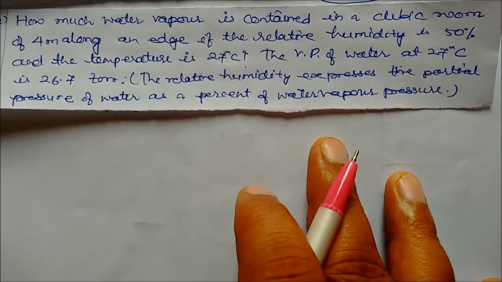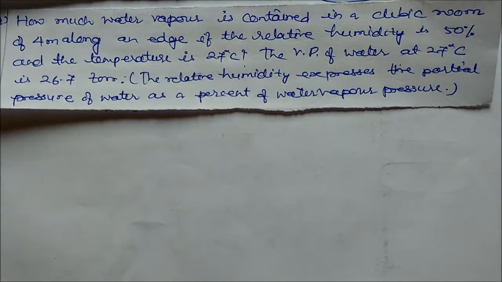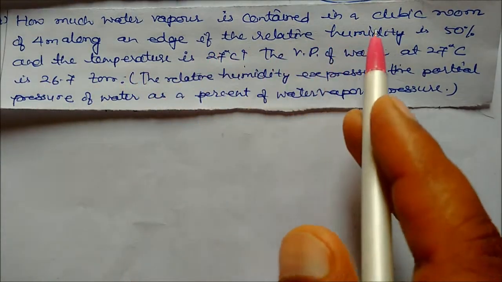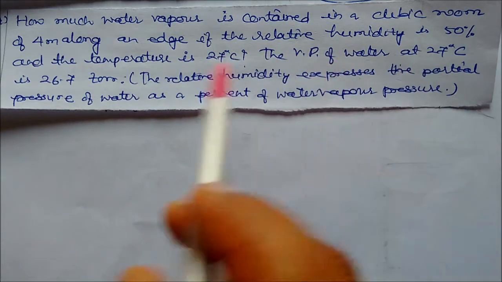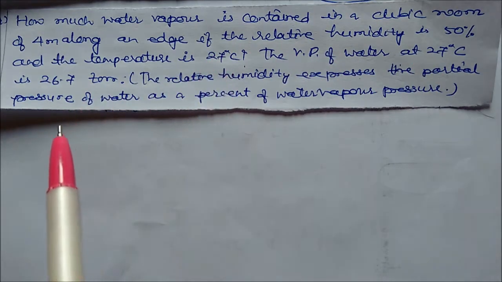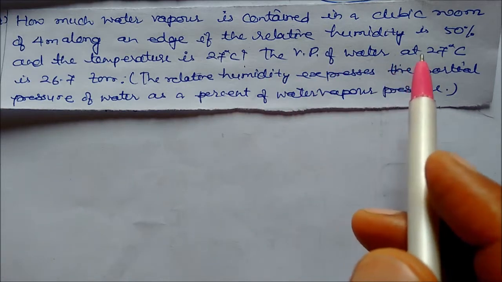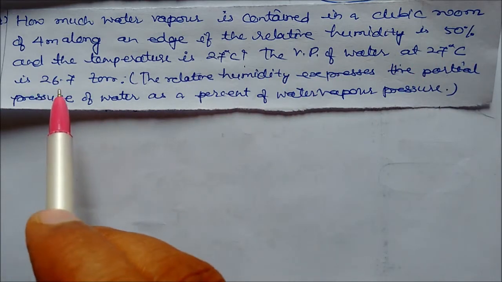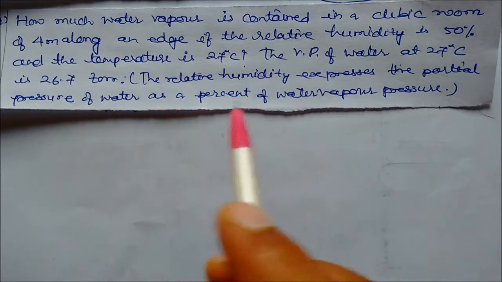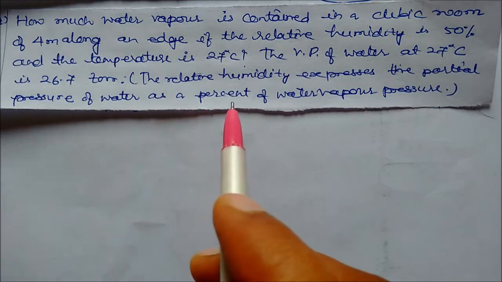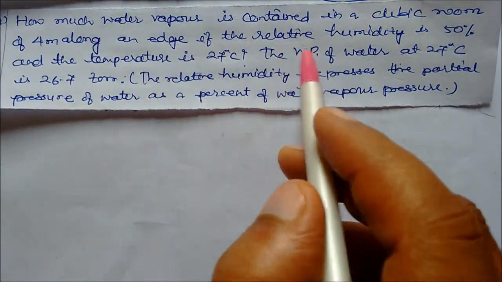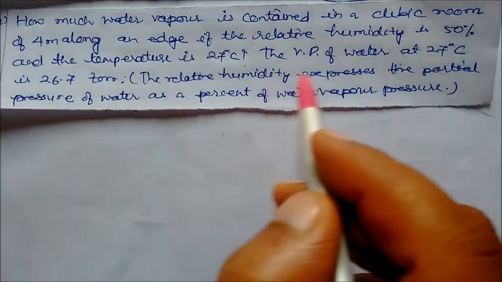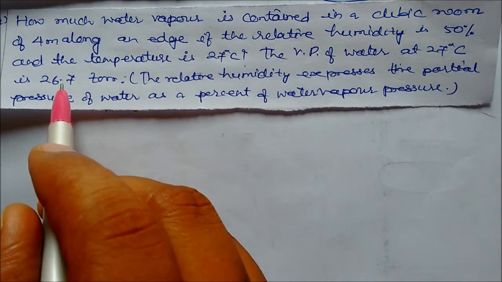Now, how much water is contained in a cubic room of 4 meter along an edge if the relative humidity is 50% and the temperature is 27 degrees centigrade? The vapor pressure of water at 27 degrees centigrade is 26.7 torr. The relative humidity expresses the partial pressure of water as a percent of the water vapor pressure. Here they have given relative humidity 50% and the vapor pressure of water at 27 degrees centigrade as 26.7 torr.